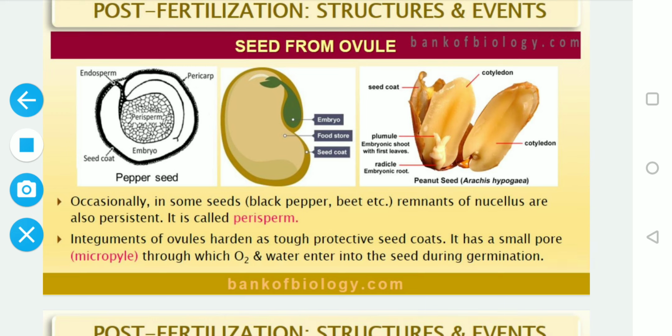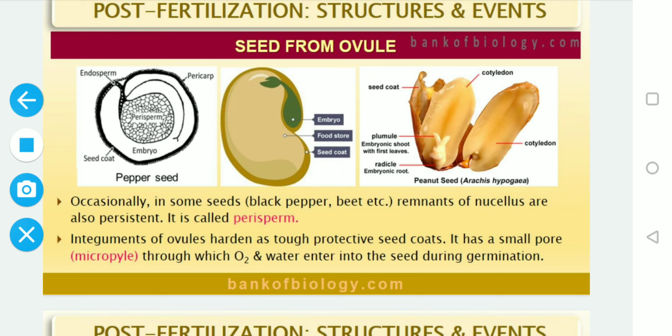Here, some of the rare cases are given: the perisperm. Generally these types of cases are rare, but we do observe them. In some seeds like black pepper and beet, you must have observed, after opening up black peppers, we can identify the whitish nature, right? That is nothing but the remnant of the nucellus. In some seeds like black pepper and beet, the remnants are retained; it is not completely utilized.